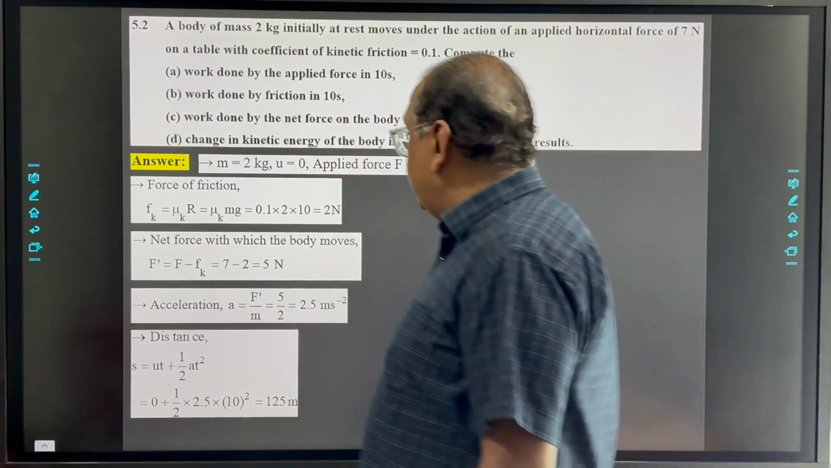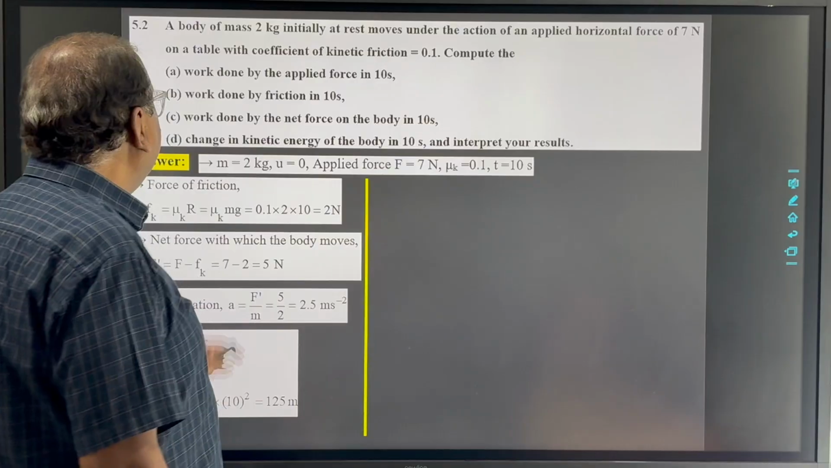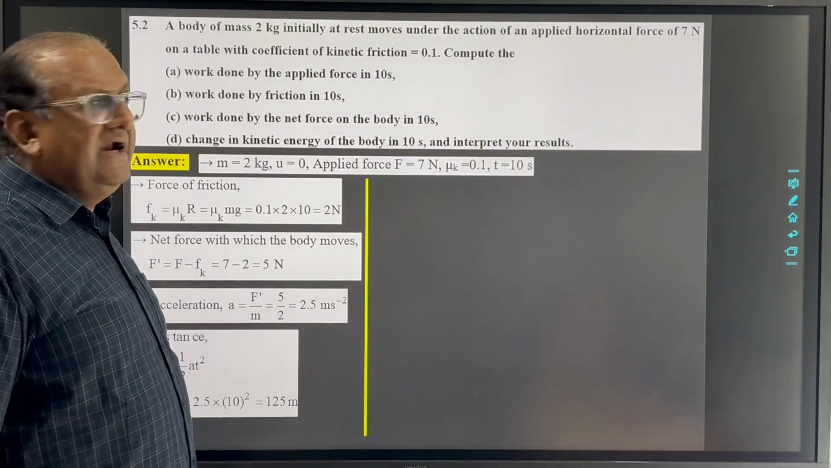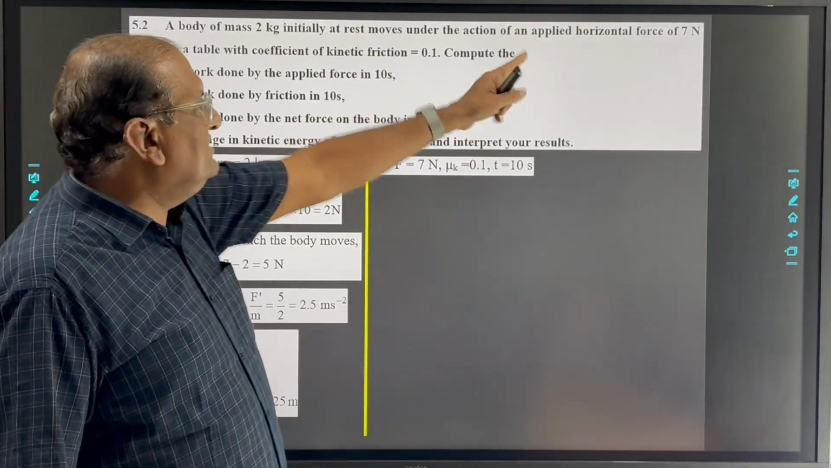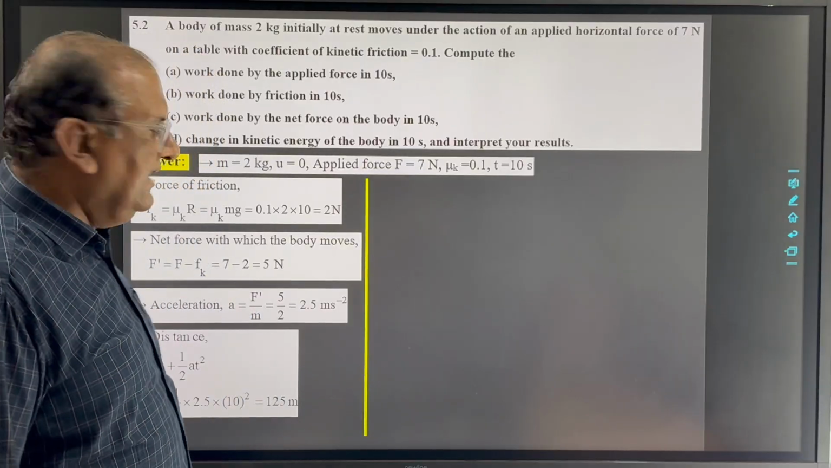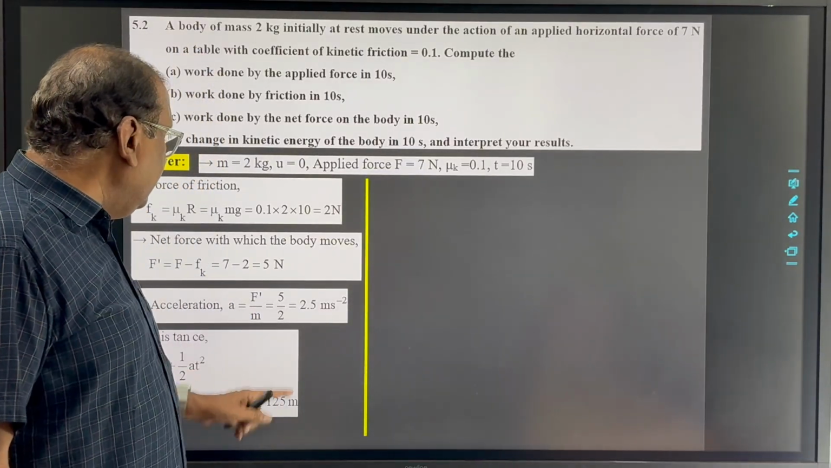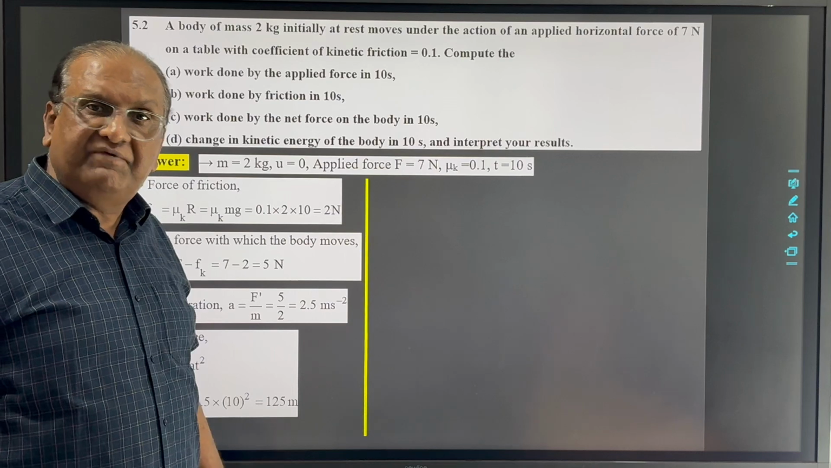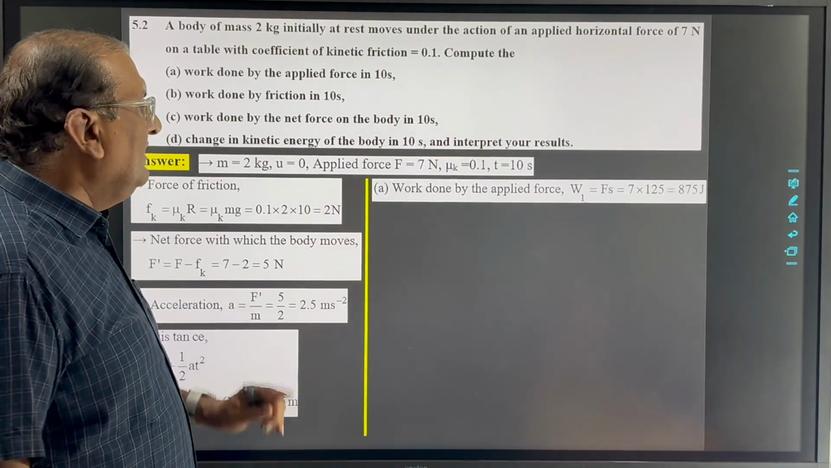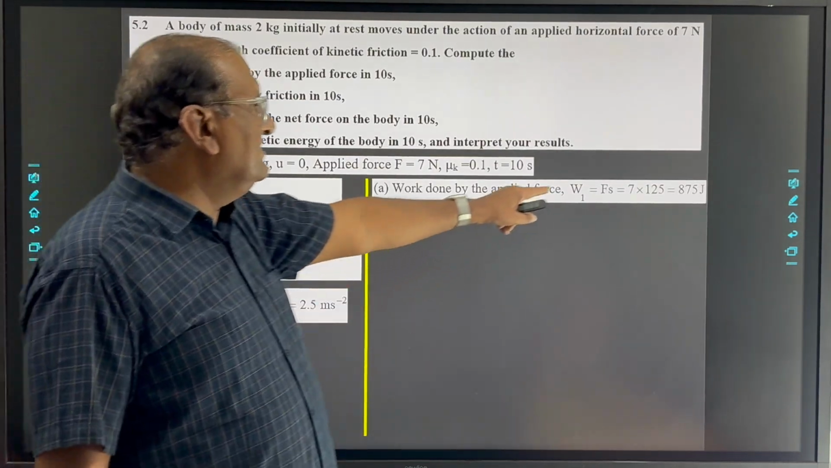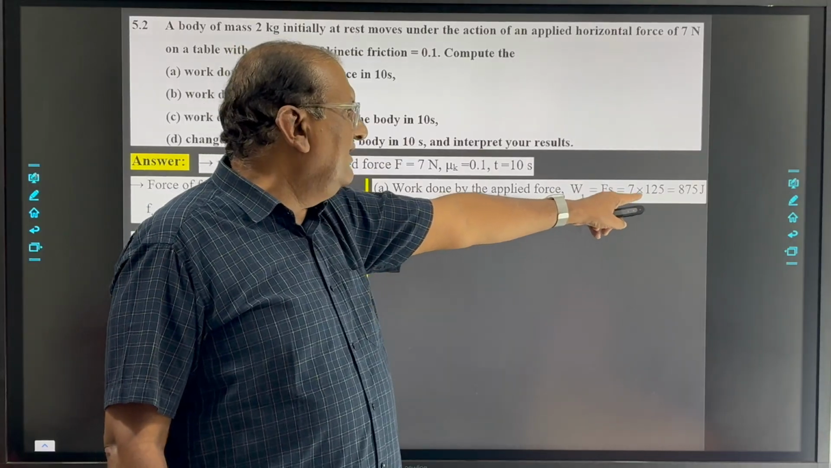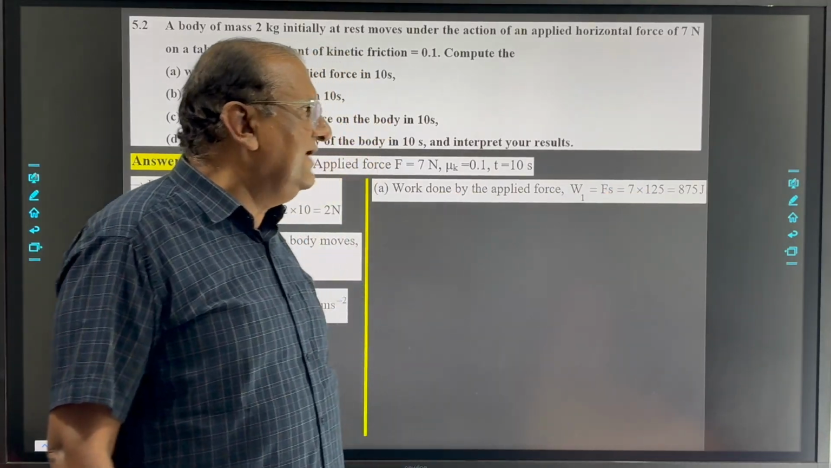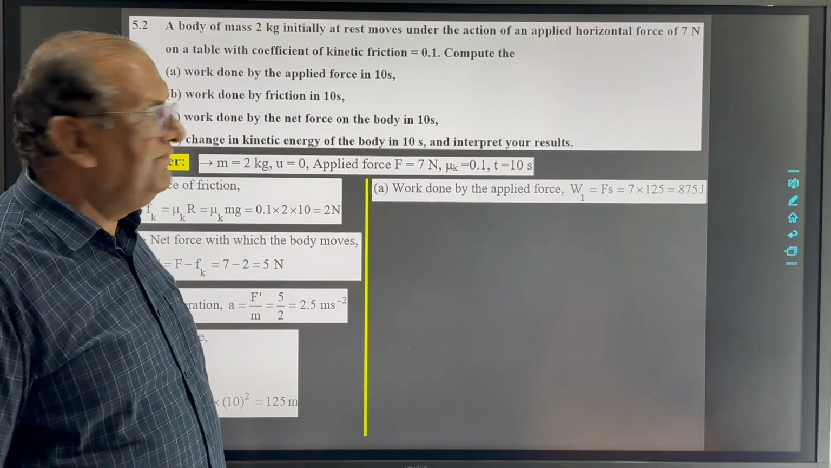Now see here, first we want to calculate the work done by the applied force. The applied force is 7 Newton. Clear? And the displacement in 10 seconds is 125 meters. So the work done by the applied force W1 is F into S, 7 into 125, that is 875 joule.